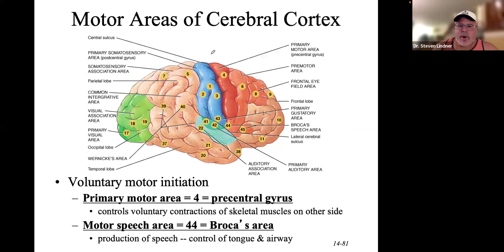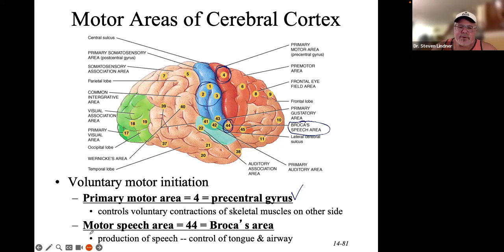When we look at the motor region, so now we look at the primary motor area, which is number 4. That's your pre-central gyrus. Number 4 is your pre-central gyrus. That is all motor, motor, motor. Whereas number 1, 2, and 3, that's your sensory area. That's your post-central gyrus. So number 4 is your primary motor area.